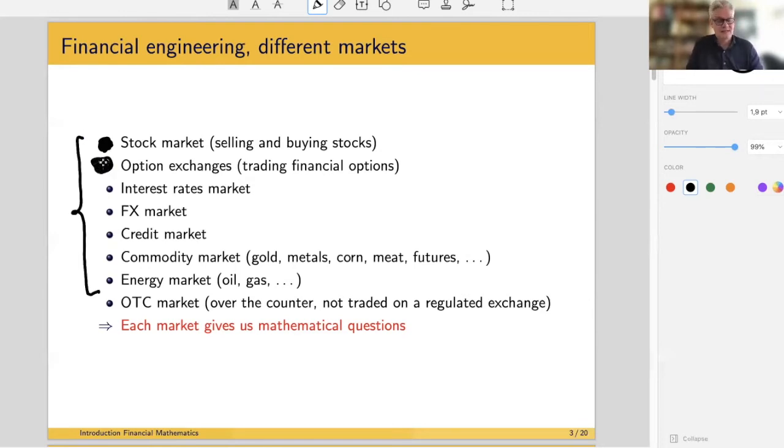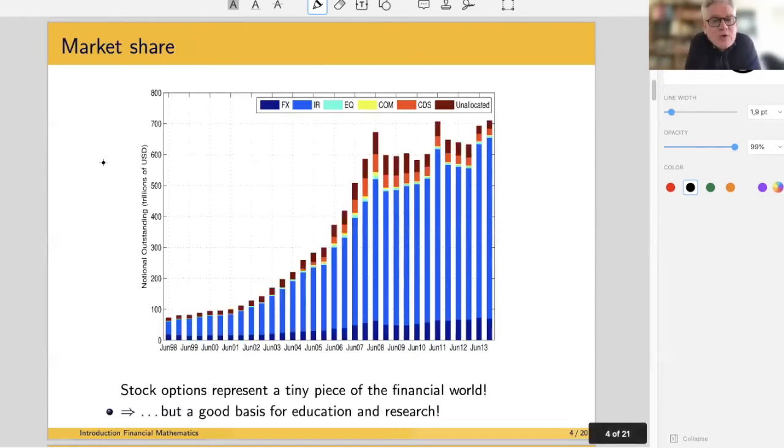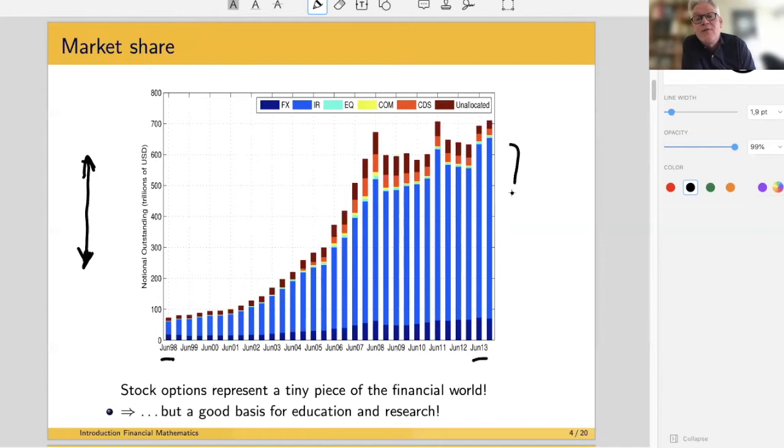And in the next slide, I want to show you that this is just a tiny piece of the complete financial world. What we see here is the notional outstanding, so the amount of money outstanding in these markets, on the vertical axis, whereas on the horizontal axis, it's the year, 1998 until 2013. And what we see is that by far the biggest portion of the financial market is the interest rates market, the light blue market. By far the most important one.